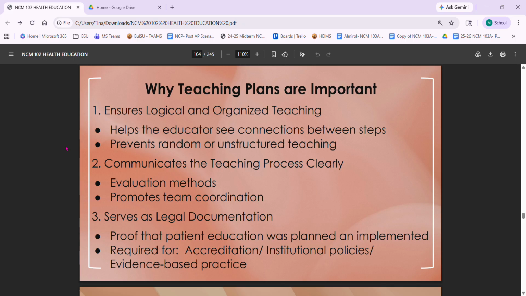Okay? Third, it serves as legal documentation. So, proof nagbibigay ka ng patient education. Okay? Kung nakalagay yan sa NCP mo, so dapat nakalagay yan. Okay? Planned and implemented. Sometimes, it is a requirement for accreditation and institutional policies, and even evidence-based practice.